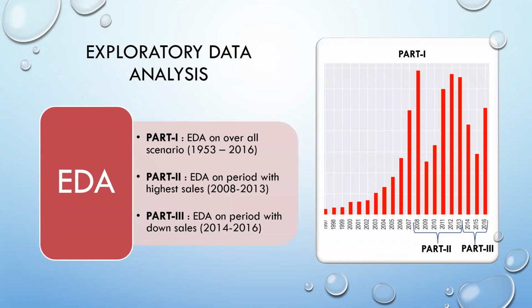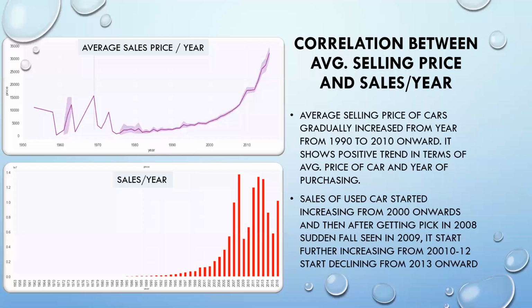Exploratory data analysis is done in three parts. The first part is done on the overall scenario to know the expected behavior of the data set from 1953 to 2016. Part 2 is conducted on the highest sales years, 2008 to 2013, and part 3 is conducted on the down sales years from 2014 to 2016.